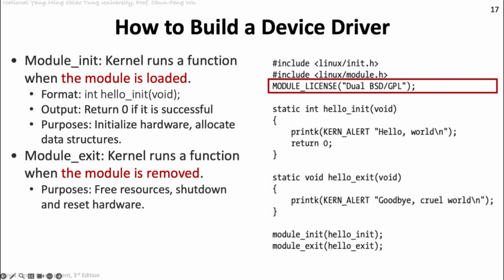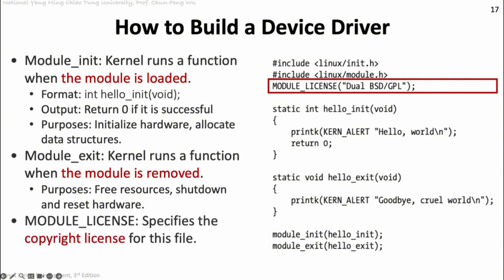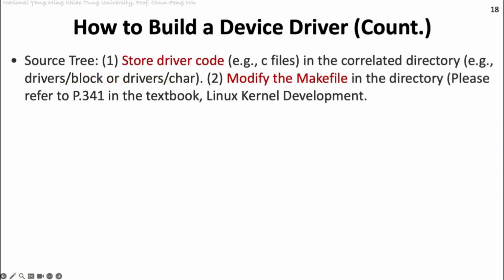Okay. Oh, this is the module license. I think it's not important. It just lets you know you can put a license in your kernel code.